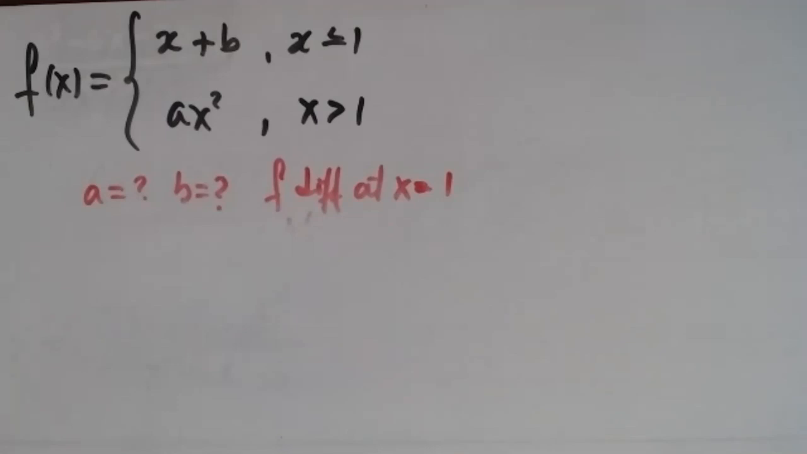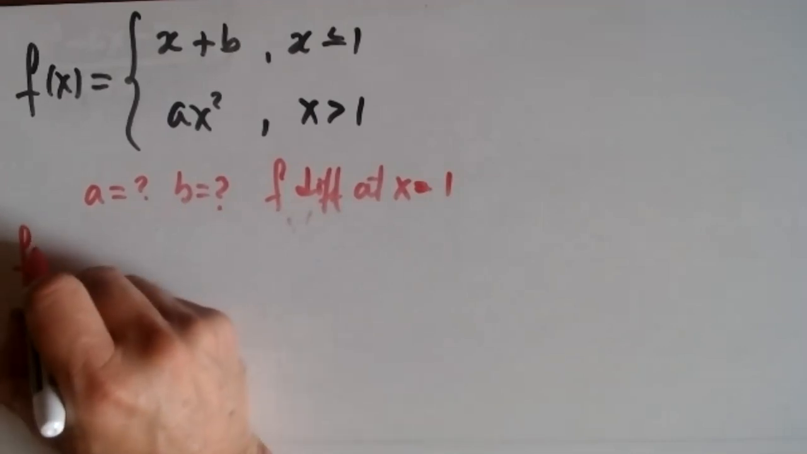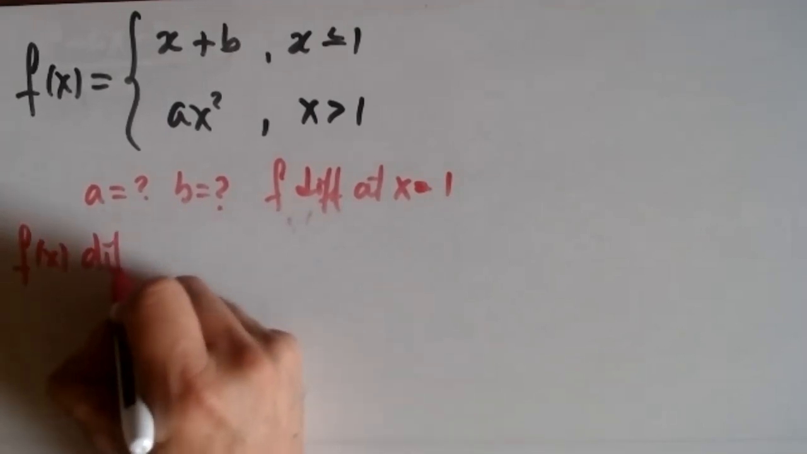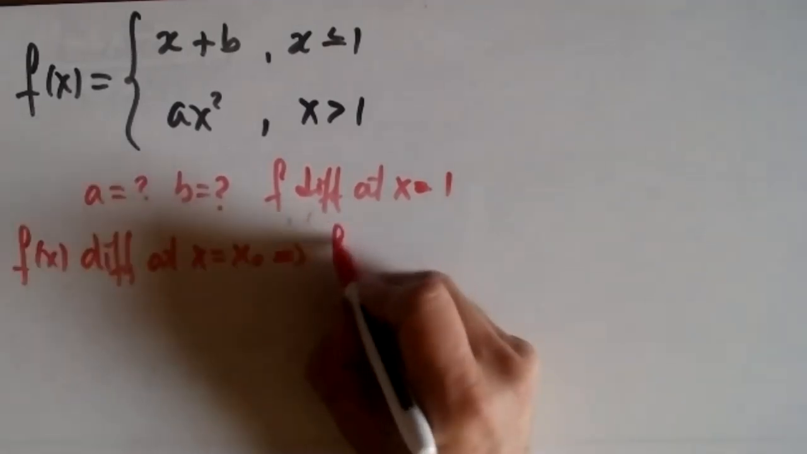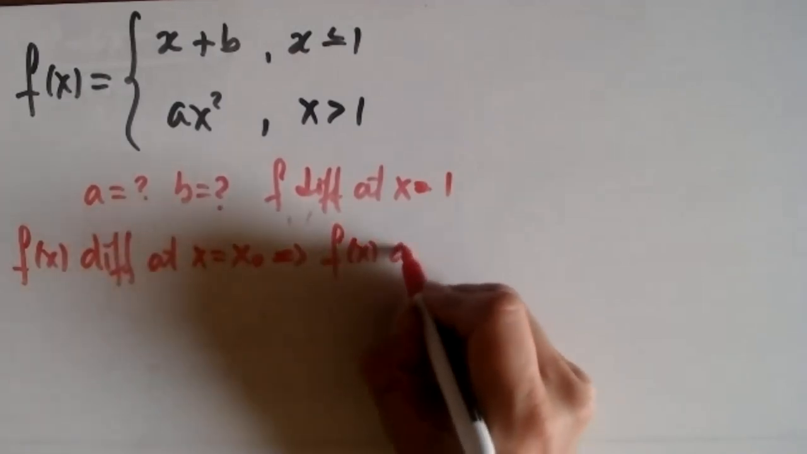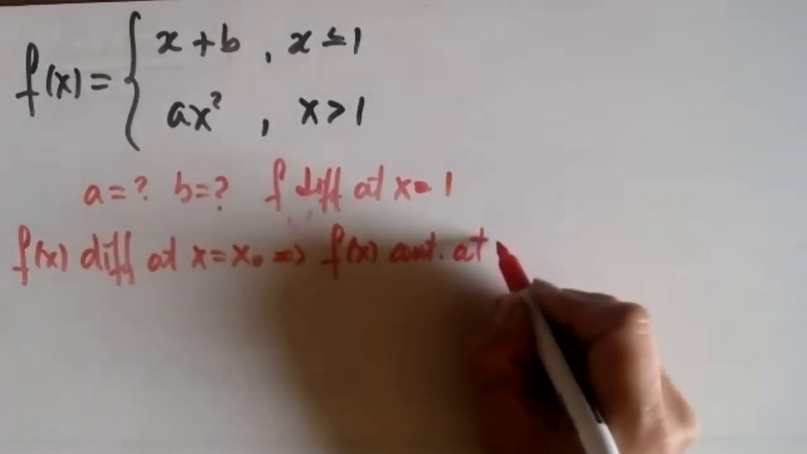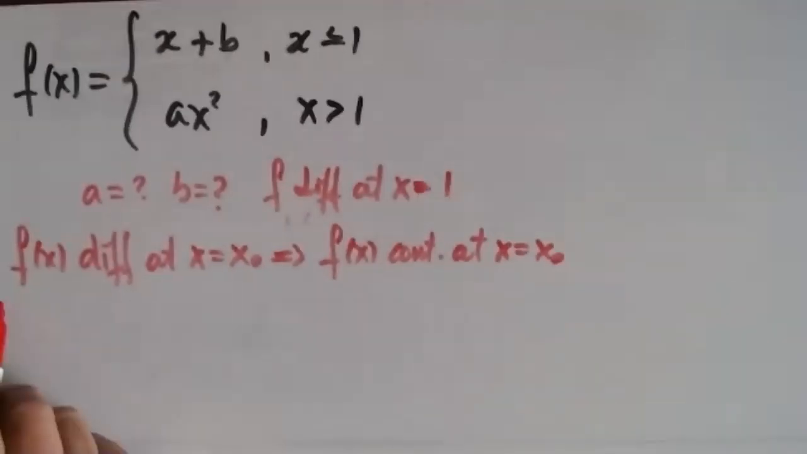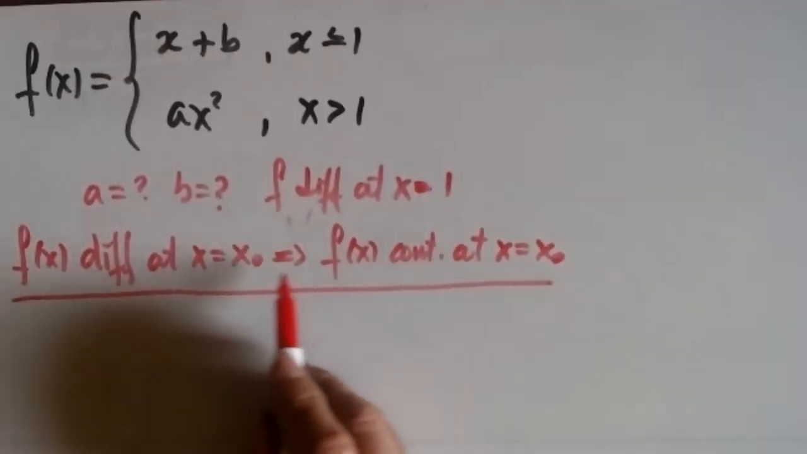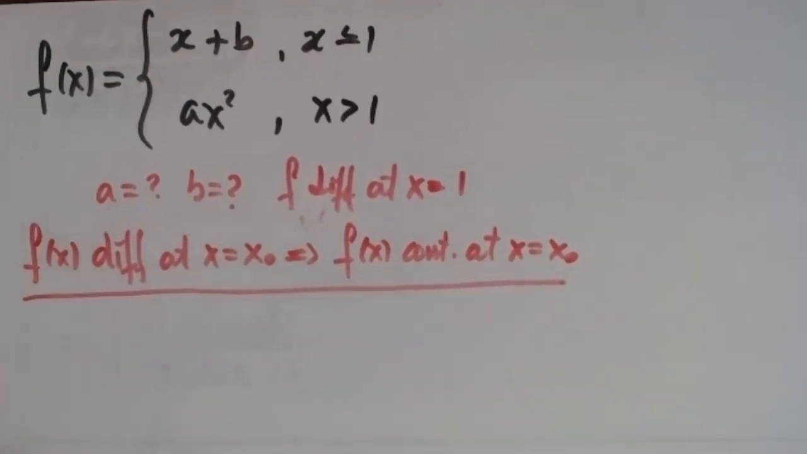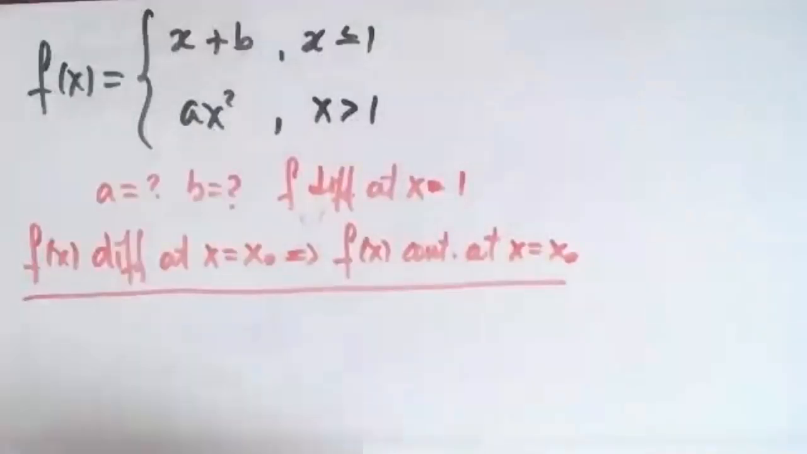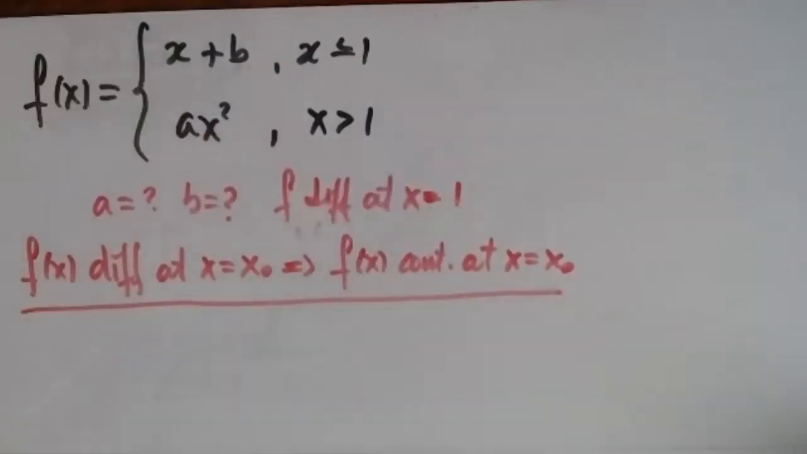Okay, so what does differentiable mean? This is calculus. f of x differentiable at x equals x zero means that f of x is continuous at x equals x zero. So this is the first thing you have to remember. If a function is differentiable at a given point, necessarily that function is continuous at that point, correct? So what is the point here? One, at the join. So at this point, these two curves join.